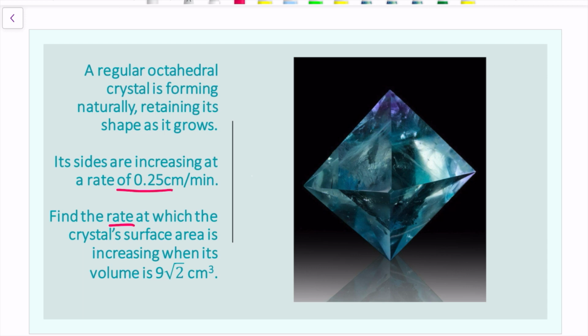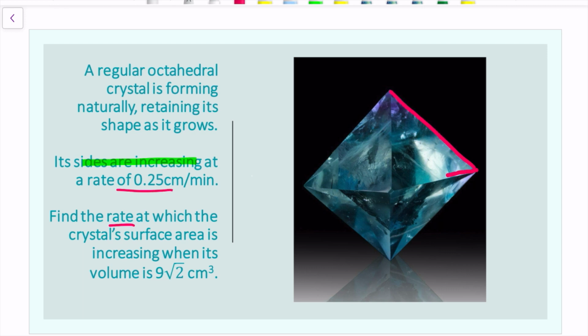So we need a formula for the surface area. And we also need to introduce an independent variable. Now the question talks about the sides increasing. Sides are increasing at a rate of 0.25 centimeters per minute. So we bring in the variable for the side. Let's just draw over this shape here.